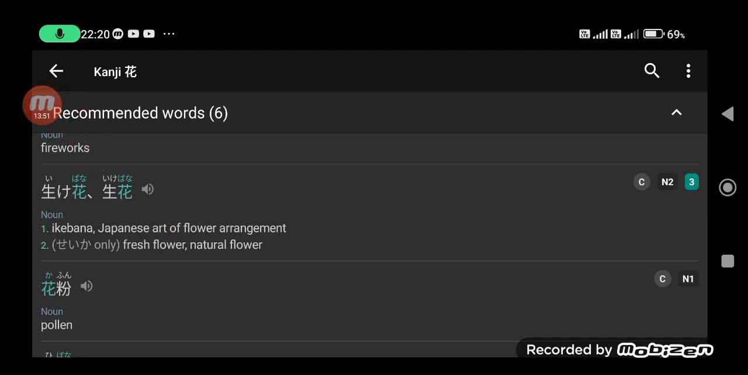Oftentimes, minasan, when you do a fukugogo, I mentioned this before, oftentimes but not always, the non-first kanji will be read in its dakuten form, and in some cases handakuten form. But there are a few cases where the non-first kanji need not be transformed to its dakuten form. But here, 生け花, ikebana, the hana becomes bana in its dakuten form, and it is a flower arrangement.